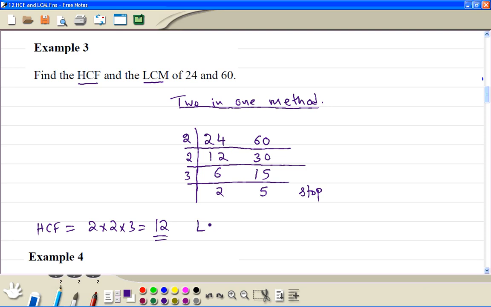Then the lowest common multiple, use that answer 12 and also multiply these two. So times 2 times 5. So this is 2 times 5, which is 10. So it's 12 times 10. So the answer is 120.